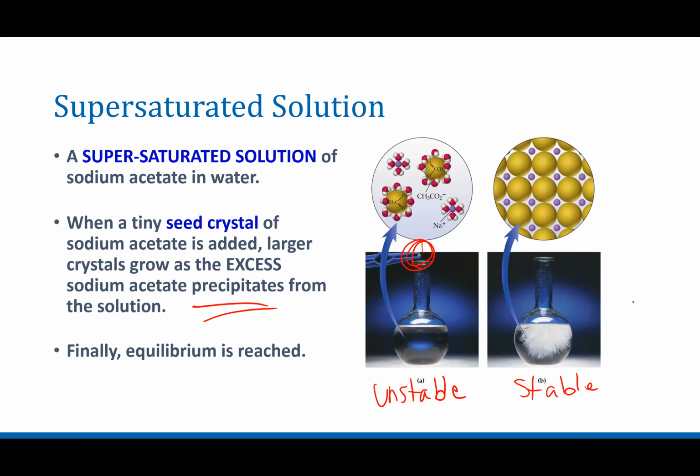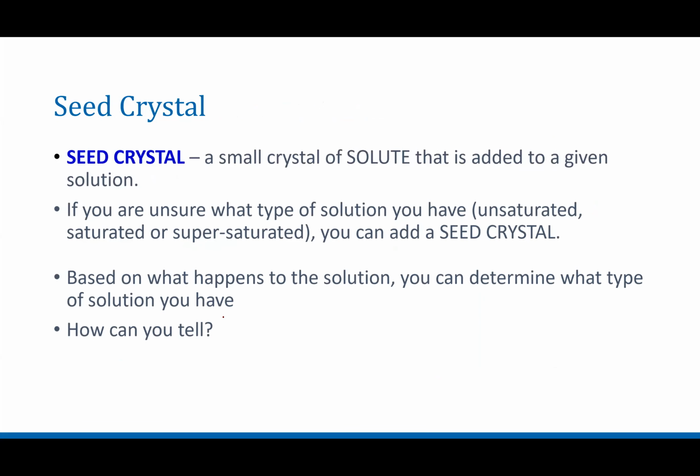The whole reason I'm telling you this is because with a seed crystal, you can actually do a really quick experiment to tell which type of solution you have. So let me explain. A seed crystal is a small amount of solute that is added to a solution. If you are unsure of what type of solution you have, you can add a little extra solute. And again, that's all that I mean by seed crystal. It's a little extra solute.